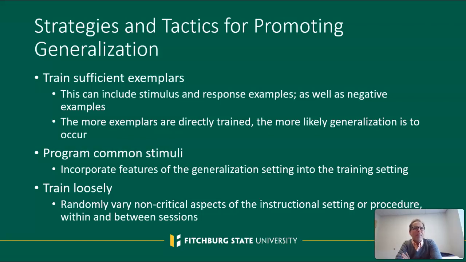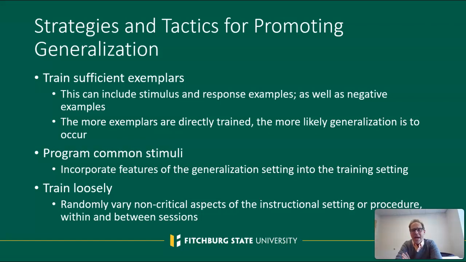Second, we want to program common stimuli, and this is if we're looking for generalization across settings. And in doing this, we may want to incorporate features of the generalization setting into the training setting. So for example, if we're trying to teach someone how to order food in a restaurant, but we're doing it in our clinic or in our school, the more we can have things that are common to that restaurant in our clinic or in our school, the more likely we are to get that generalization across settings.